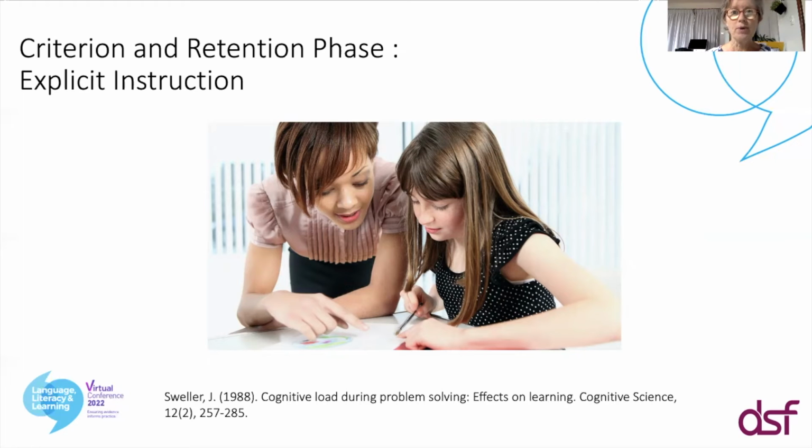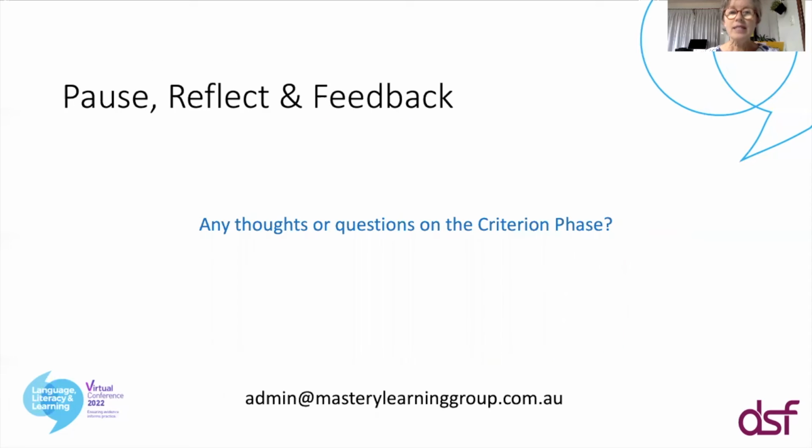Our working memory limits the rate and scope of knowledge acquisition. Novice learners in a particular subject area require explicit instruction and supportive information to manage this cognitive load. The use of explicit instruction is maintained in the revised process. Please add any thoughts or questions on the Criterion phase to your notes.